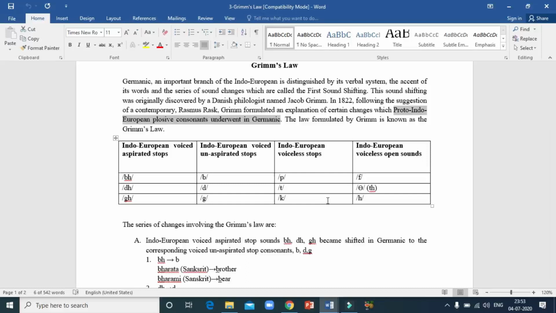അതായത് പ്രോട്ടോ ഇൻഡോ യൂറോപ്യനിൽ നിന്ന് പ്രോട്ടോ ജർമാനിക്കിലേക്ക് ലാംഗ്വേജ് മാറുന്ന സമയത്ത് പ്രധാനമായിട്ടും അതിലുള്ള പ്ലോസീവ് കോൺസണൻസിന് വന്ന ചേഞ്ചസ്, ആ ചേഞ്ചസിന്റെ എക്സ്പ്ലനേഷൻ ആണ് ഗ്രിംസ് ലോ അറ്റംപ്റ്റ് ചെയ്യുന്നത്. അതായത് ലെറ്റ്സ് ലുക്ക് അറ്റ് വാട്ട് പ്ലോസീവ് കോൺസണൻസ് ആർ ഫസ്റ്റ് ഓഫ് ഓൾ.